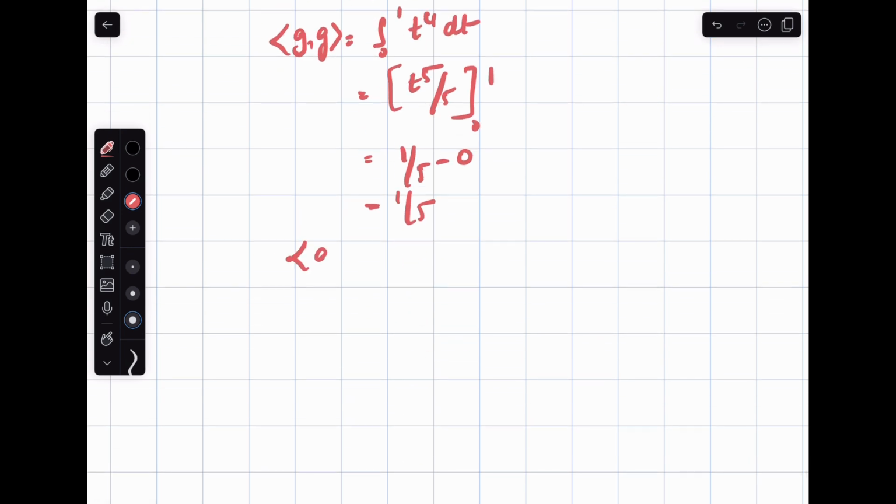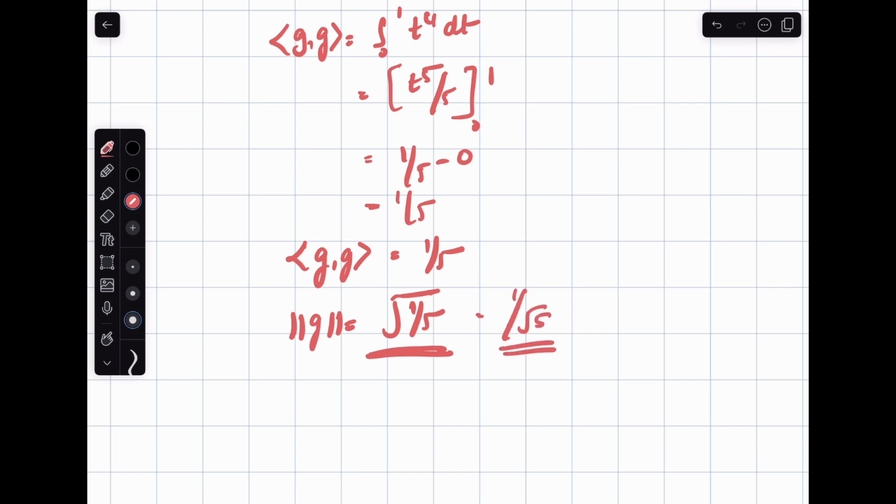So applying the norm, g comma g is 1 by 5. What is the norm? The norm is nothing but the root of 1 by 5. I can also write it as 1 by root 5.